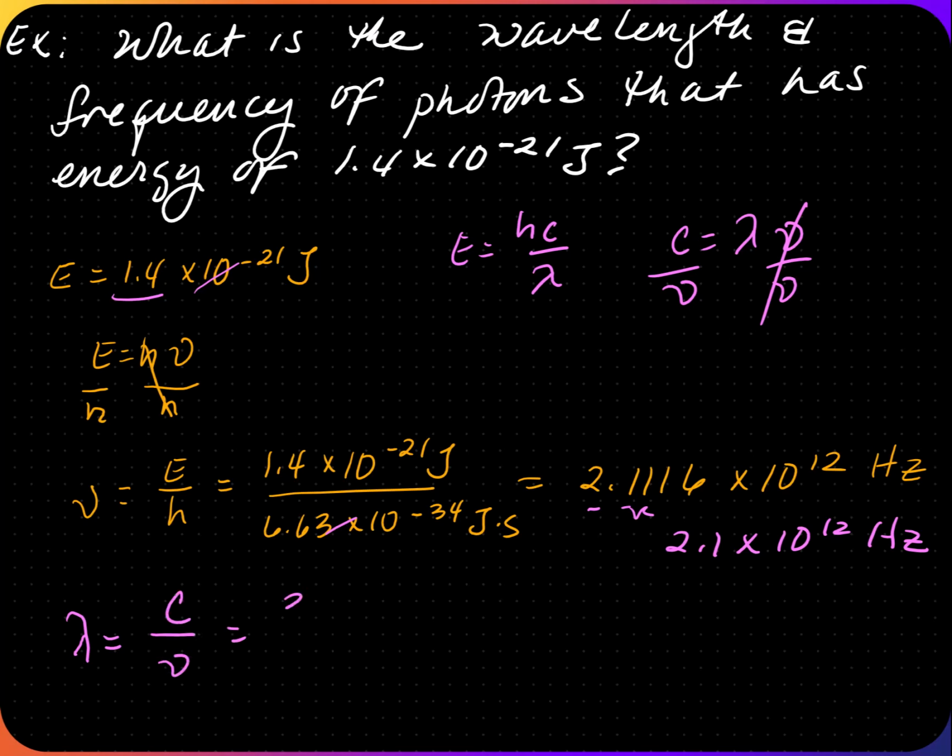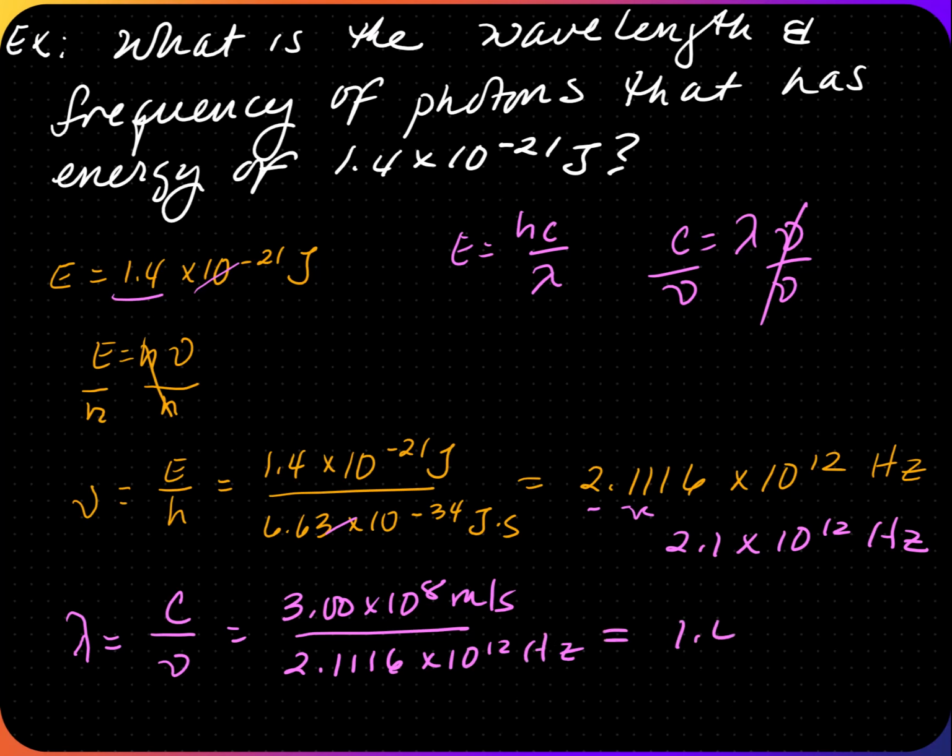So speed of light is a constant, 3.00 times 10 to the 8 meters per second, divided by the frequency we calculated, which is 2.116 times 10 to the 12th hertz. So if I divide these two numbers, I get 1.42 times 10 to the negative 4th. And again, there are 2 sig figs. If your answer is a little bit off, that's fine because I carry all my digits to the end. So there's 2, 1, 2, I look 1 to the right, so it's 1.4 times 10 to the negative 4th, and this is in meters.